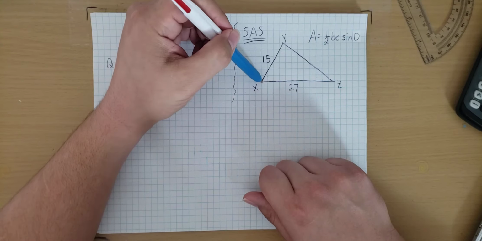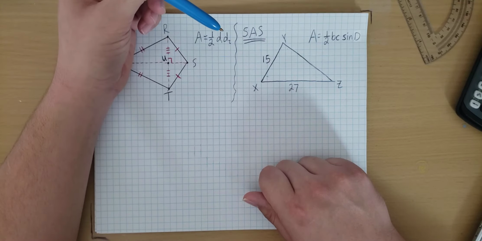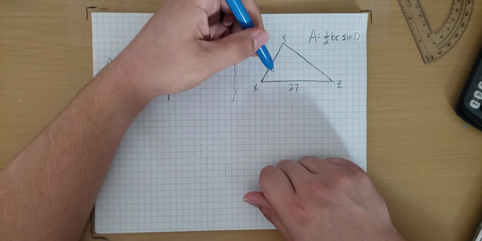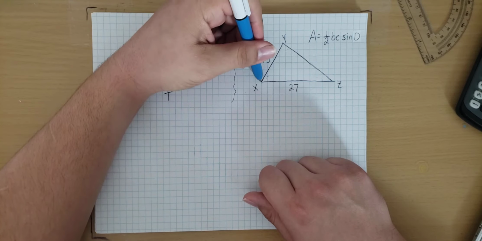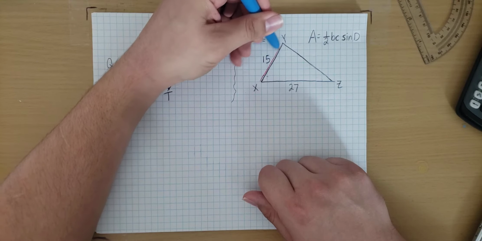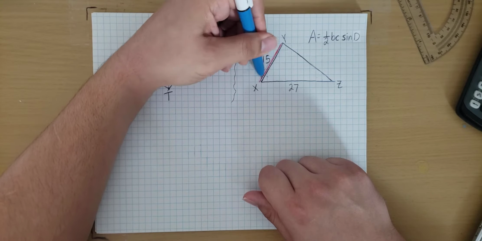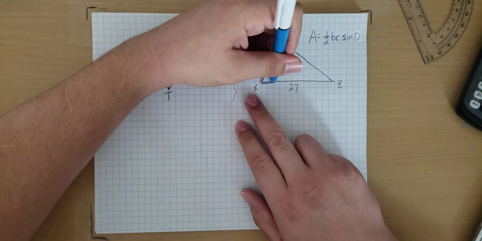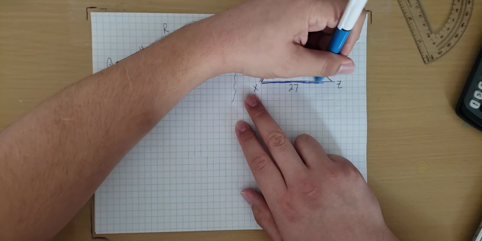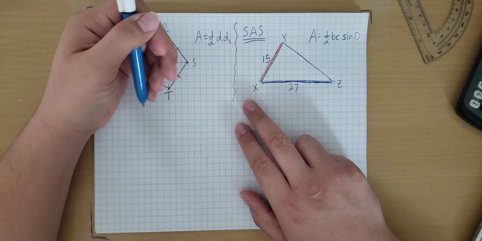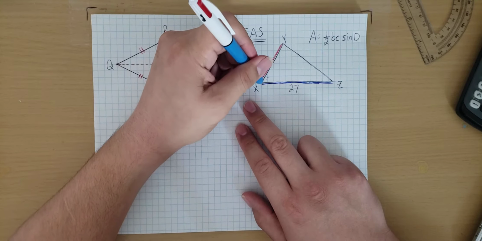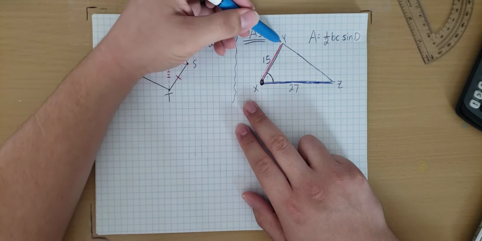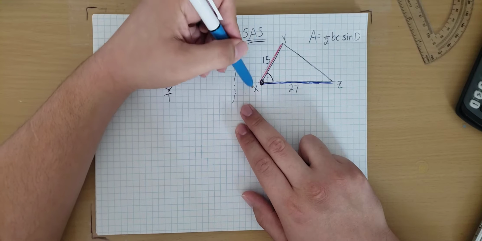Which vertex connects these two sides? So it would be X, because 15, let's use red to emphasize it a little bit more, 15 is this side right here. And the 27, let's use blue, is this side over here. So which vertex connects the two? X does. So this is the included angle. See? Side, angle, side.